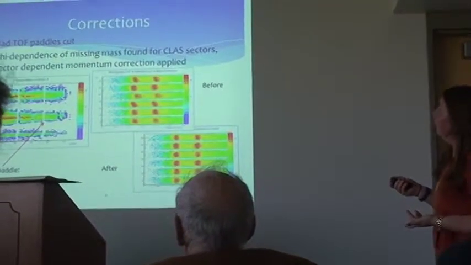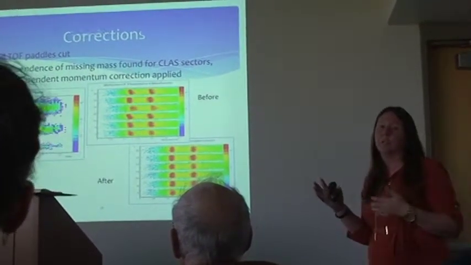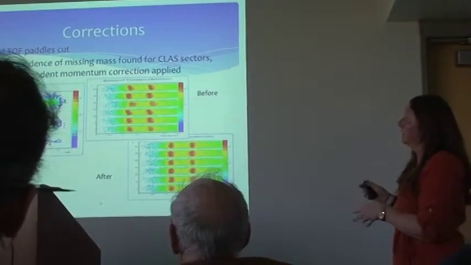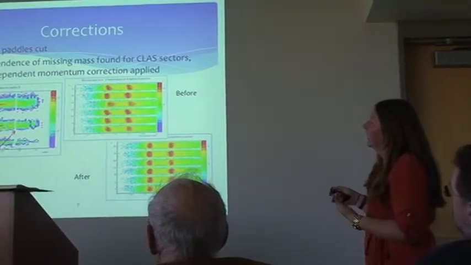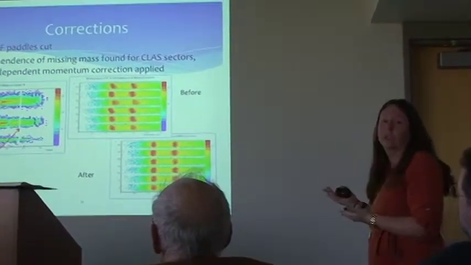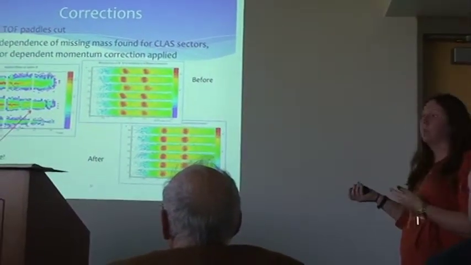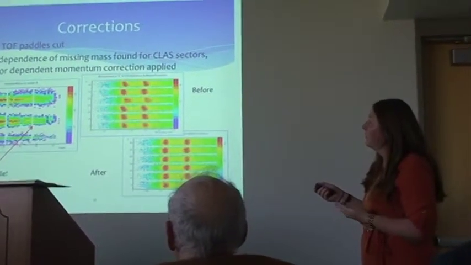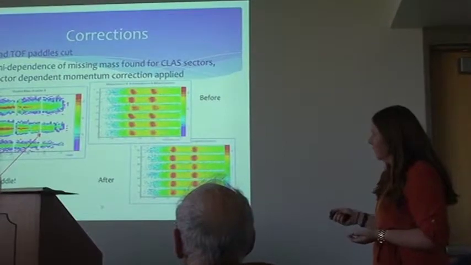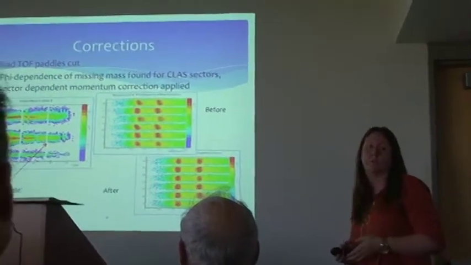Another correction that I did was there was a phi dependence of the missing mass. I'll describe the missing mass in a moment, but just so you can see already, here are the 6 sectors of CLAS, and you could see that there was this shift going on. And so that should be corrected. So we did a sector-dependent momentum correction. Here you can see that before there was a shift, and after the correction everything is really lining up quite nicely.